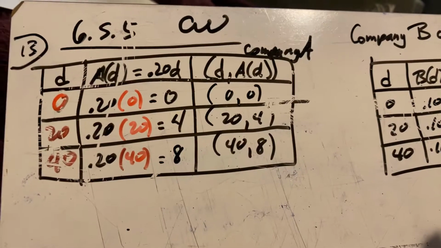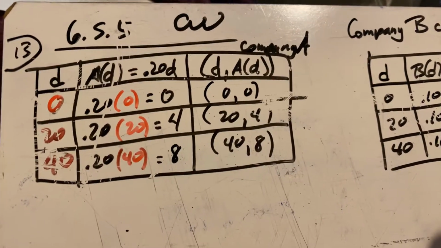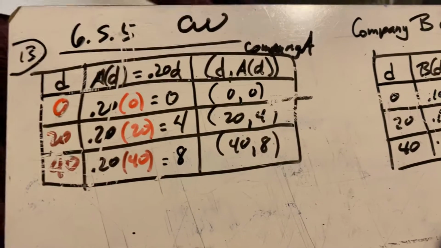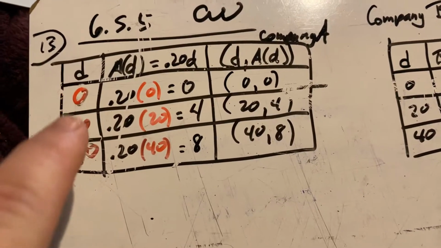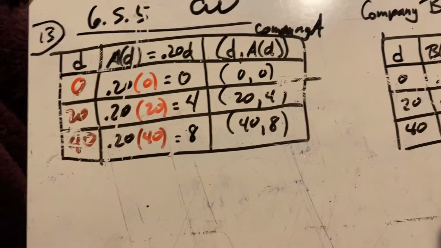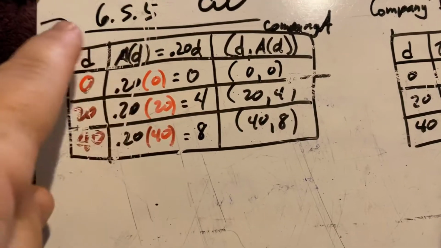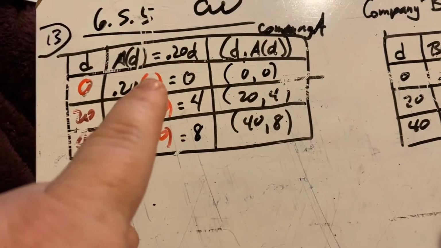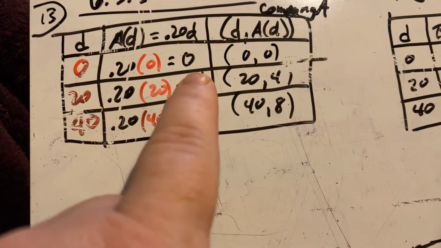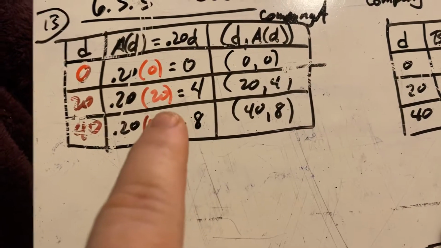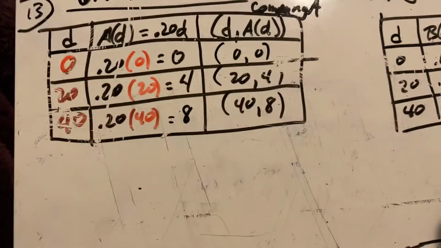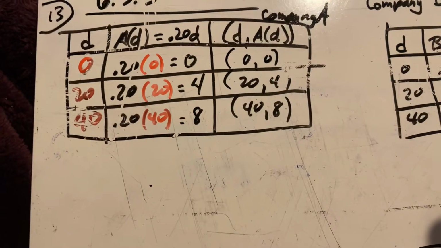Again, this is 6.5.5 classwork for Algebra 1. And again, we're into week 3 of our virtual classroom. So they give us 0, 20, and 40 as our X values, and so I'm going to substitute those in. I apologize for the D. Substitute 0, 20, and 40 in. Well, anything times 0 is 0. 20 cents times 20 is $4. 20 cents for 40 miles will yield $8 for your fee.